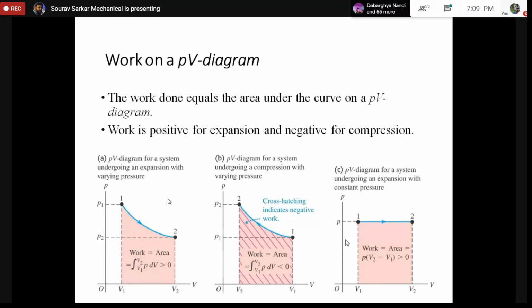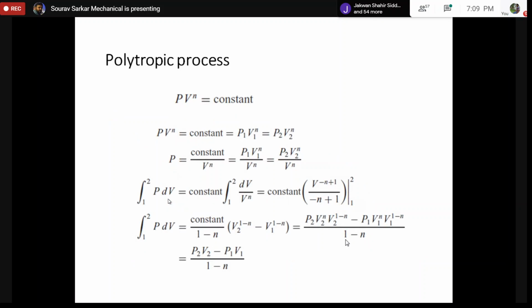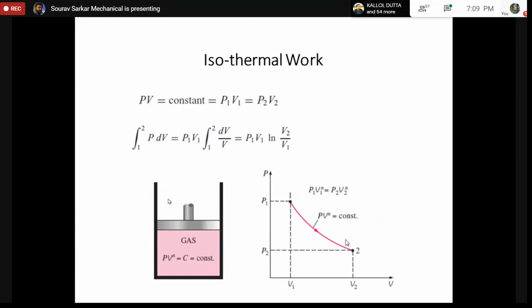The work done by the system is positive and work done on the system is negative. Then we discussed that work is basically a path function, so it is not like a property. It will depend upon which path you are following to reach the other state. Based on that, the work done will change. Then we discussed for a polytropic process what the expression of work done will be, and how to find it for any polytropic process.